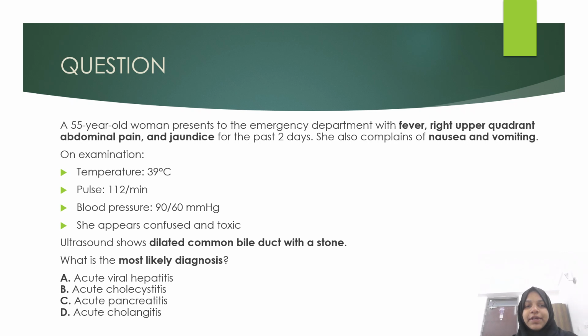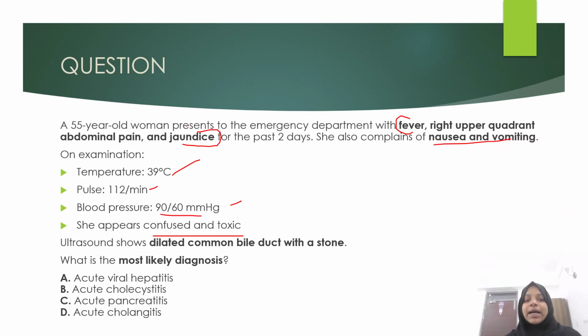Next question, a 55-year-old woman presents to emergency with fever, right upper quadrant abdominal pain and jaundice for the past 2 days. So there is fever, right upper quadrant pain and jaundice. Something strikes in you. The triad, right? Charcot's triad. Fever, right upper quadrant pain and jaundice. And she also complains of nausea and vomiting. Temperature is 39, pulse is 112, blood pressure is 90/60. She appears confused and toxic. So there is shock along with confusion. Now it becomes Reynolds' pentad, right?